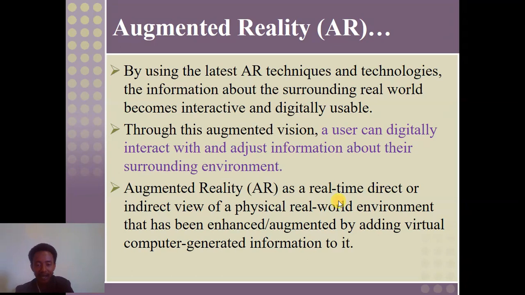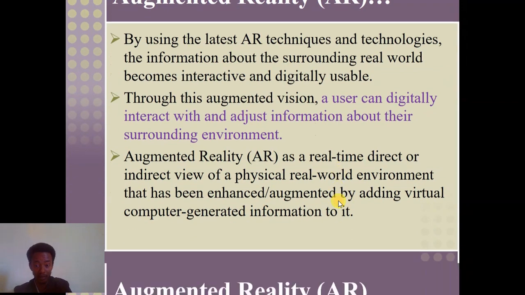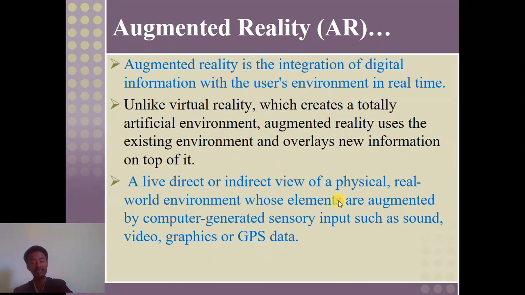So augmented reality is a real-time, direct or indirect view of the physical world environment that has been enhanced and augmented by adding virtual computer-generated information on it. During the lifetime of the video, or after the image has been captured, we are able to add computer-generated effects upon our videos or images in order to enhance and present them for the concerned body, maybe to increase understandability. Augmented reality is the integration of digital information with the user's environment in real time.